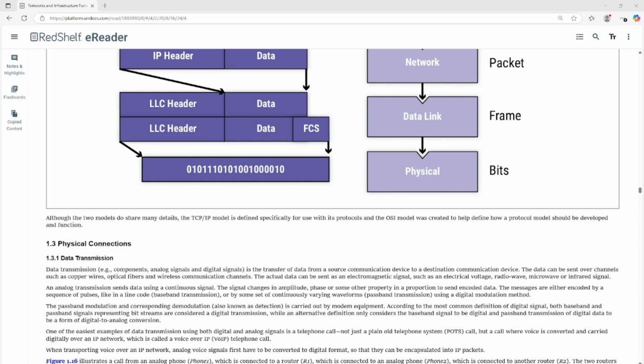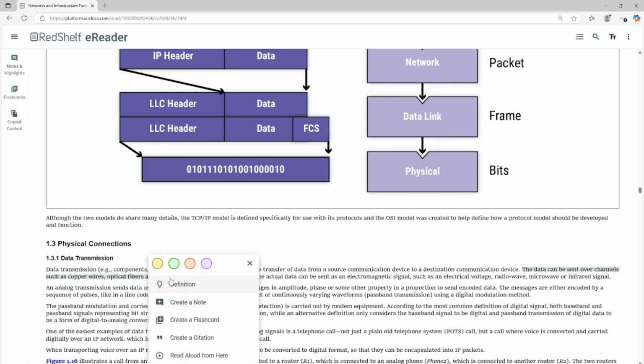To define data transmission here, it is a transfer of data from a source communications device to a destination communication device. The data can be sent over channels such as copper wires, optical fibers, and wireless communication channels. It's due to this that we're going to be looking at those basic radio theories and those various wireless technologies.